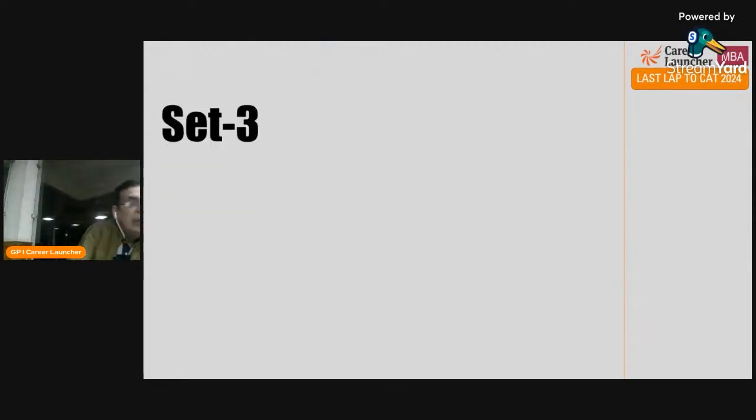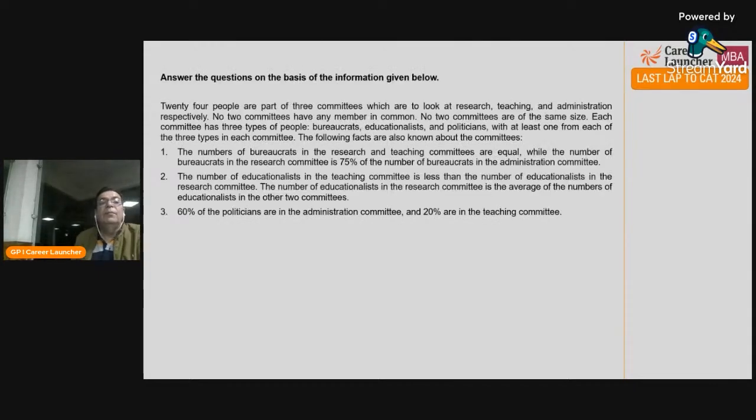Okay. Next set. No table given, so we'll read the data completely. Since the information is not much, I don't mind reading these statements also. 24 people are part of 3 committees who have to look at research, teaching, and administration respectively. No 2 committees have any member in common. So one person becomes a member of only one committee. So 24 people have to be there, and no one person will be a member of more than one committee. Then it says no 2 committees are of the same size. Each committee has 3 types of people: bureaucrats, educationists, and politicians.